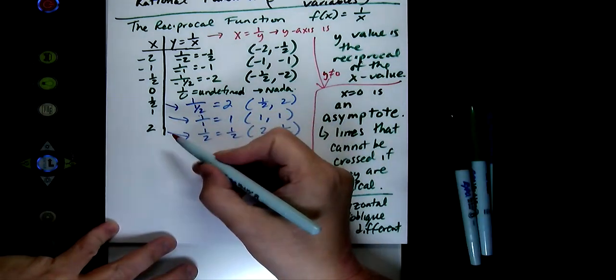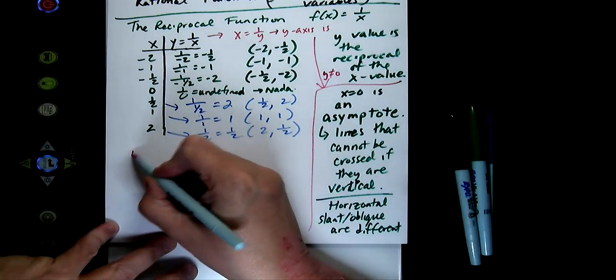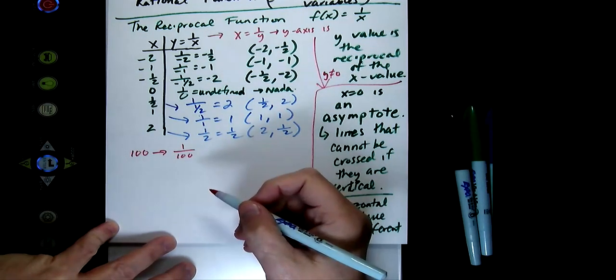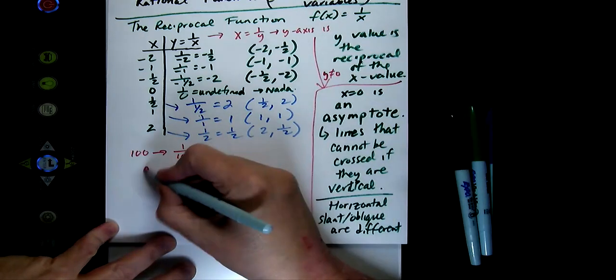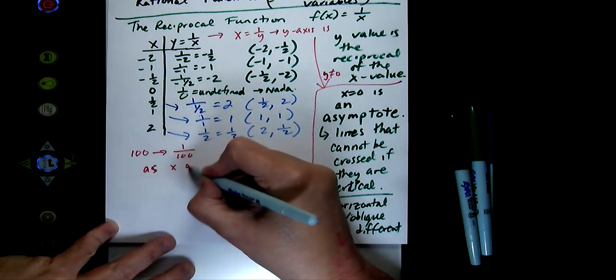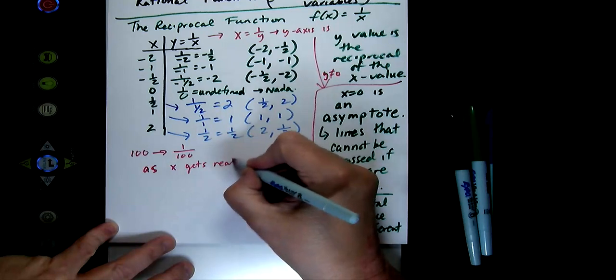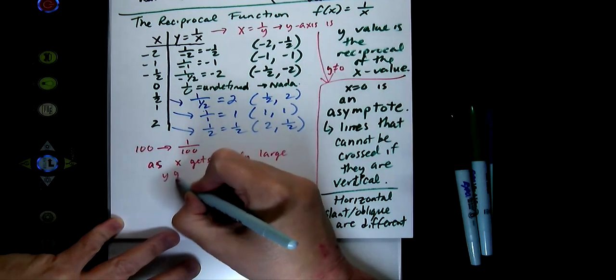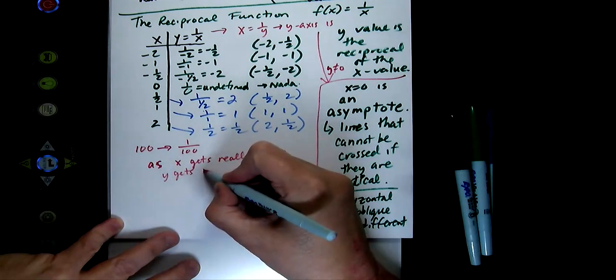This reciprocal idea is kind of neat because if I stick in like 100, I get 1/100. So as x gets really large, y gets really small. Gets close to zero.